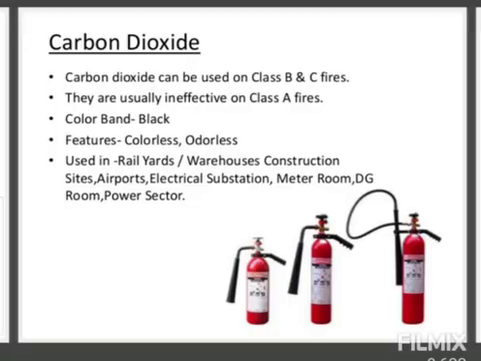Now the next important fire extinguisher is carbon dioxide. For fire caused by burning of inflammable liquids like petrol, oil, carbon dioxide is the best fire extinguisher to be used. Carbon dioxide, being heavier than oxygen, covers the combustible substance like a blanket.